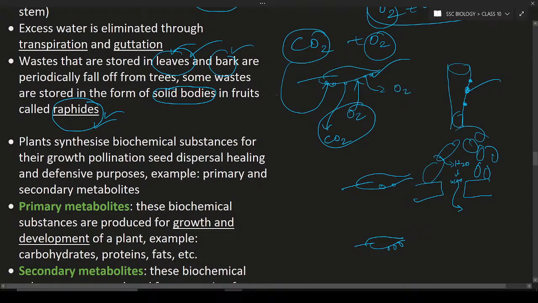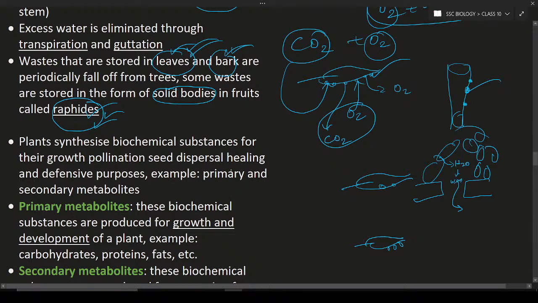How are they going to remove the waste materials? Through the leaves, through the bark, and also through the raphides. These are the three ways they can remove the waste materials. Okay, so what are metabolites? Metabolites are useful for the growth. There are two types of metabolites, primary and secondary. Primary metabolites are used for growth, and secondary metabolites are used for the protection of the plant. We will discuss them.